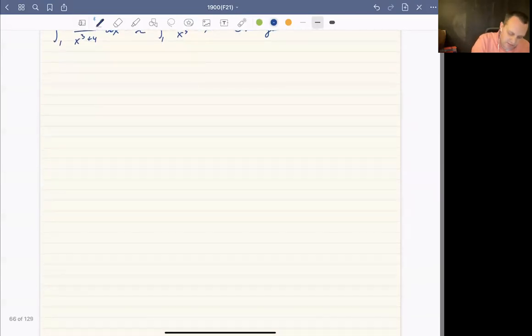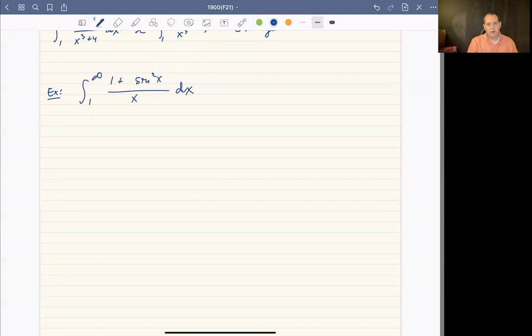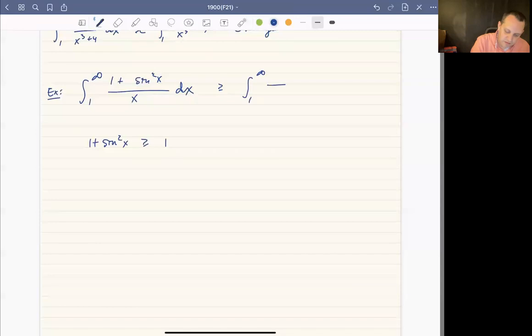The last one I want to look at is, let's look at this integral from 1 to infinity of 1 plus sine squared of x over x. Okay, and here an inequality is going to be very useful. It turns out that 1 plus sine squared is greater than or equal to 1, because sine squared of x, it's squared, it's always greater than or equal to 0. And therefore, this integral is going to be at least as big as the integral from 1 to infinity of 1 over x dx. But this integral diverges.